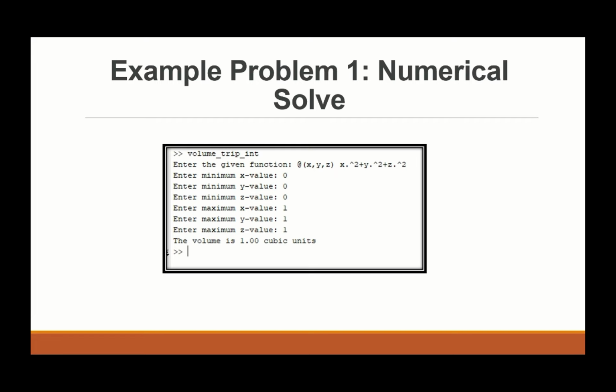Then you just type in the given function. In this case, it's x squared plus y squared plus z squared. Then you're told to enter all the minimum values. In this case, they're all 0. Then you're told to enter all the maximum values. In this case, they're all equal to 1.